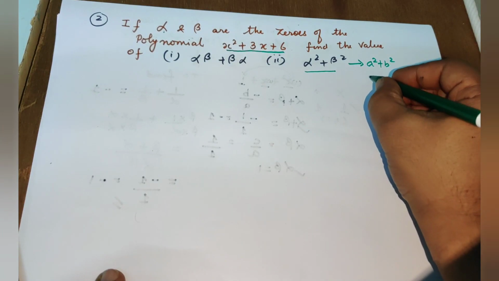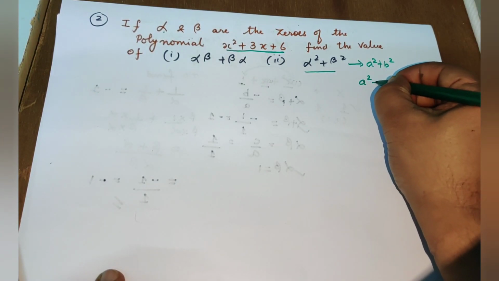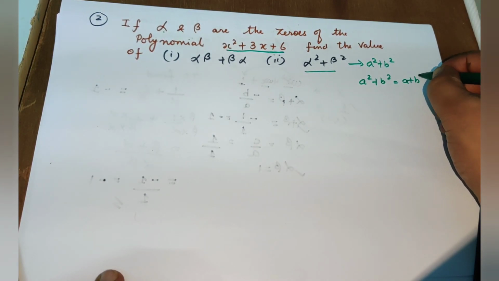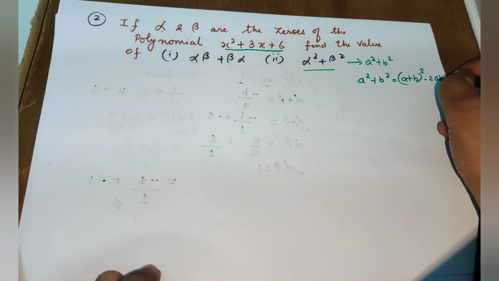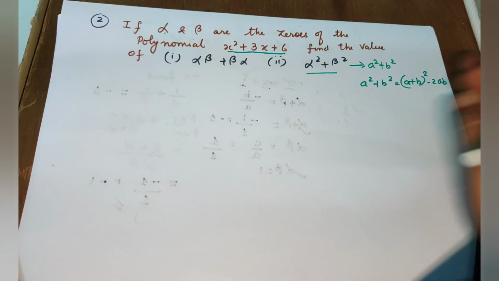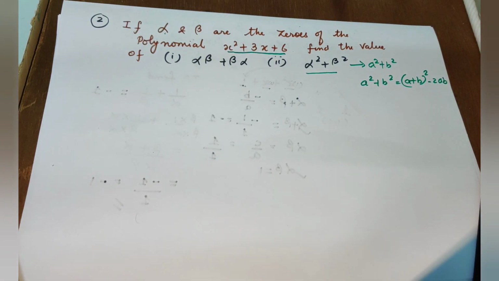A square plus b square can be written as a plus b the whole square minus 2ab. Since I posted a video yesterday, these are all the results of the identities, which are very important to apply in some standard questions of polynomials, right? So let us start this question.